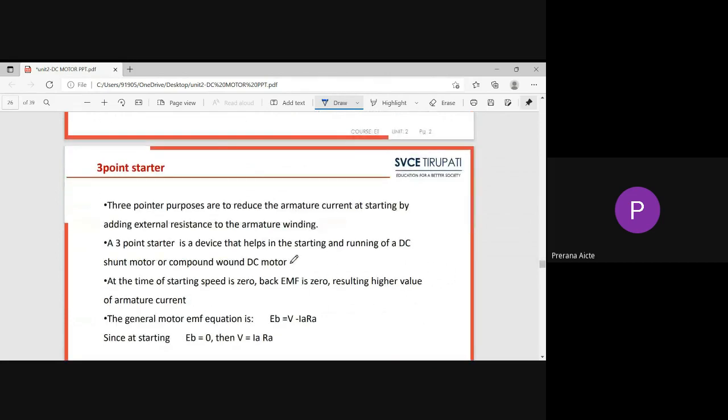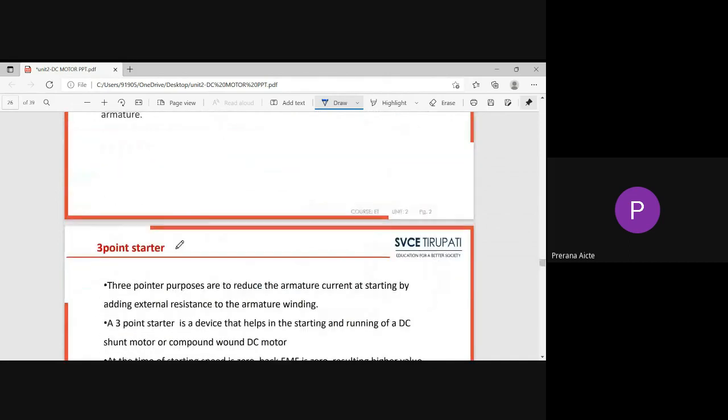Next, we come to starting methods for a DC series motor. Generally, DC motors cannot be started directly. You cannot give a supply directly to the DC motor. Why? Because already we know the basic equation V is equal to EB plus IA RA. From this, IA is simply V minus EB by RA.